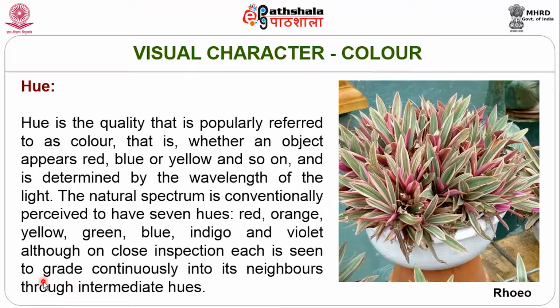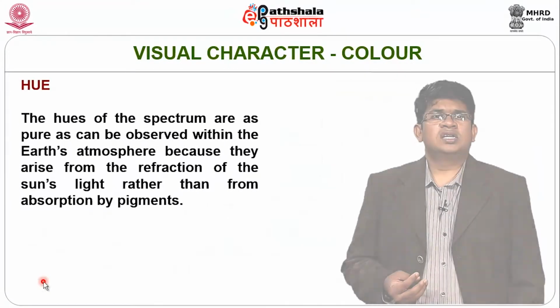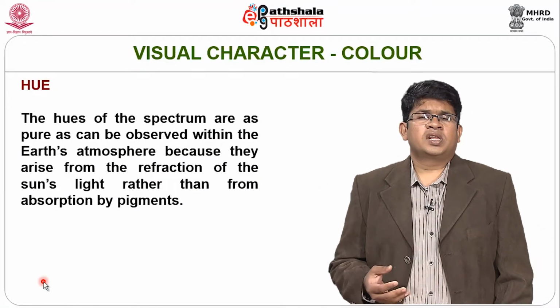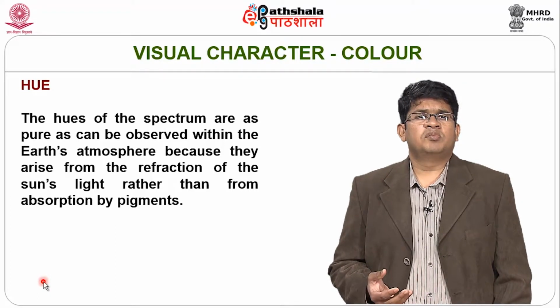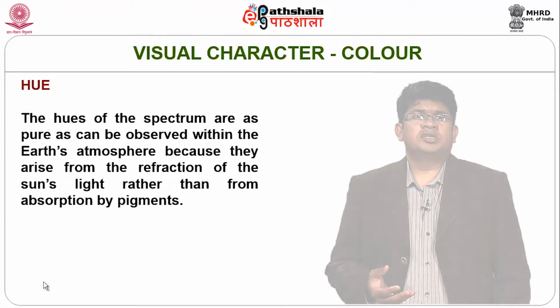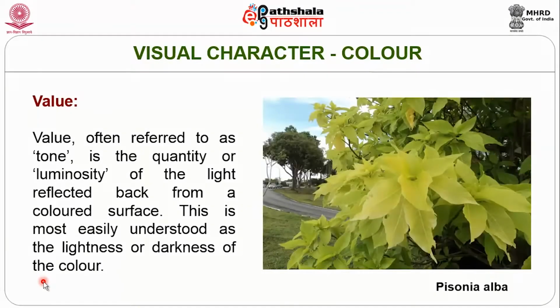The natural spectrum is conventionally perceived to have 7 hues, which are red, orange, yellow, green, blue, indigo and violet. Although on close inspection each is seen to grade continuously into its neighbors through intermediate hues. So, you have the color cycle, the color wheel. So, we can see these 7 colors in the spectrum, and the hues of the spectrum are as pure as can be observed within the Earth's atmosphere, because they arise from the refraction of the sun's light rather than from the absorption by pigments.